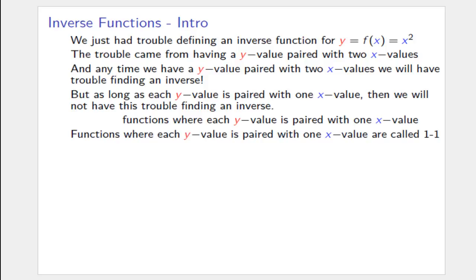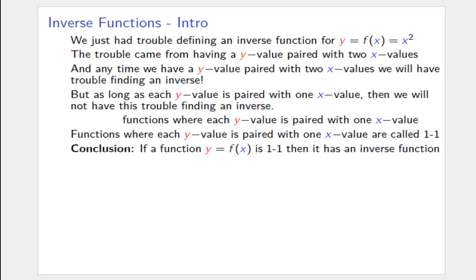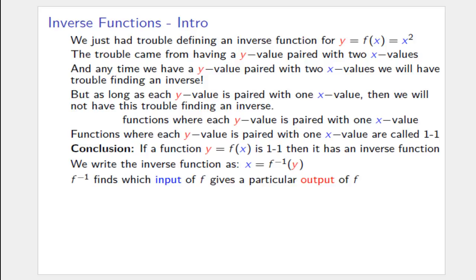These types of functions where each y value is paired with one x value are called one-to-one. So we can conclude that if a function y equals f of x is one-to-one, then it has an inverse function. And we write the inverse function as x equals f inverse of y. And f inverse finds which input of f gives a particular output of f.